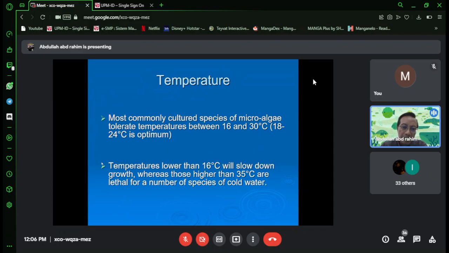Temperature, well, it's good to have 18 to 24, but not too low, below 16, not too high, after 30. Of course, when you have a lower temperature, it will slow down the growth. A higher temperature would, of course, increase the growth with this.